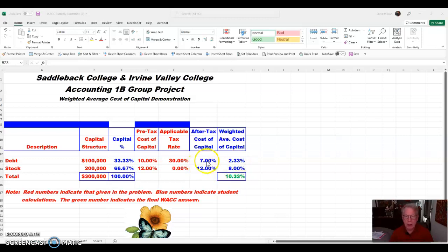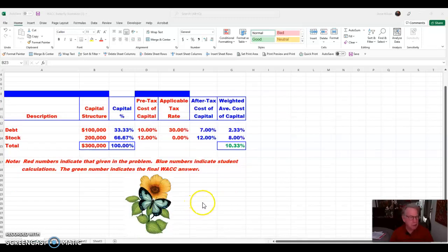And then we multiply the after-tax cost of capital percentages here by our capital percentages that we calculated here. So 7% times 33.33% is 2.33%, and 66% of 12 is 8%. We add the two of them together, we get 10.33%. And this is why I call it a butterfly chart. Back when I first started teaching, a butterfly indicated something that was really important. And you'll notice this is a monarch butterfly, so it was particularly important.